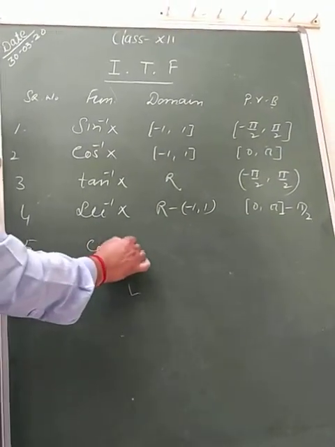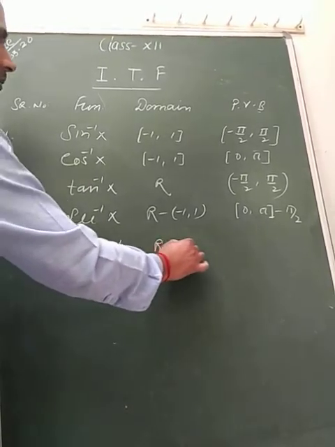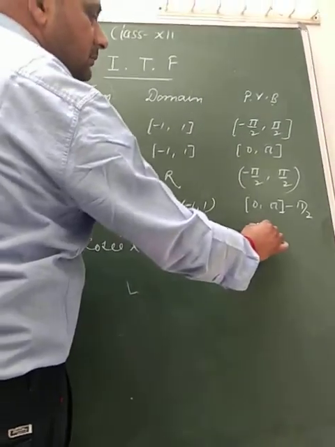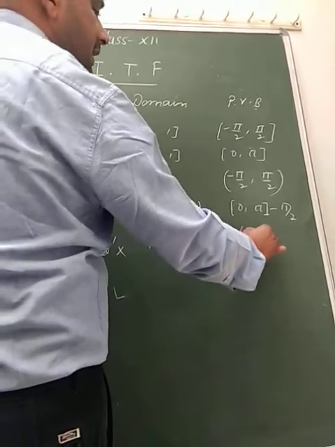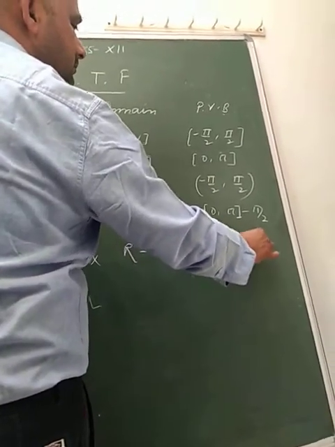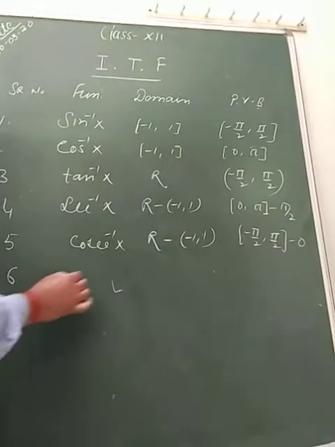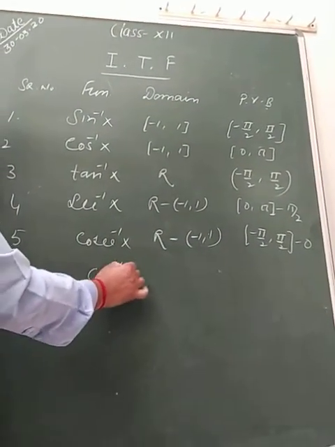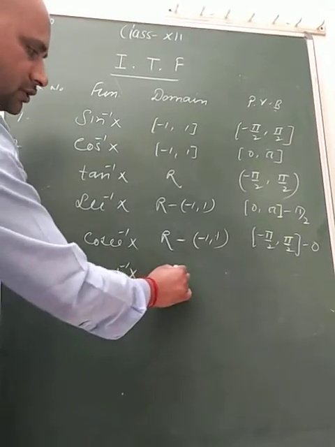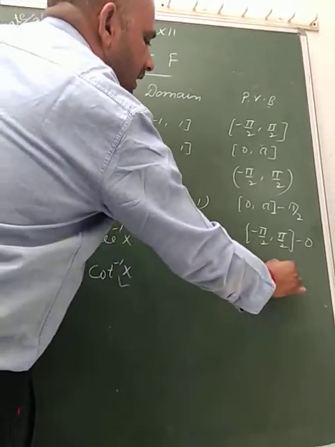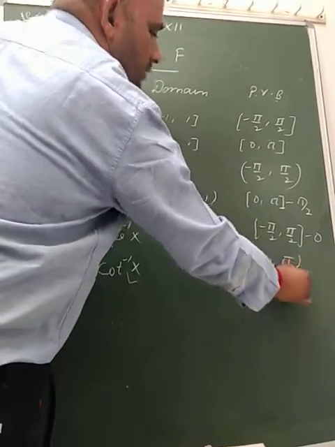Cosecant inverse x: domain is the same as secant inverse x, and principal value branch is the same as sine but not 0. And the last is cot inverse x. Domain is all real but principal value branch in open interval is the same as cos x.